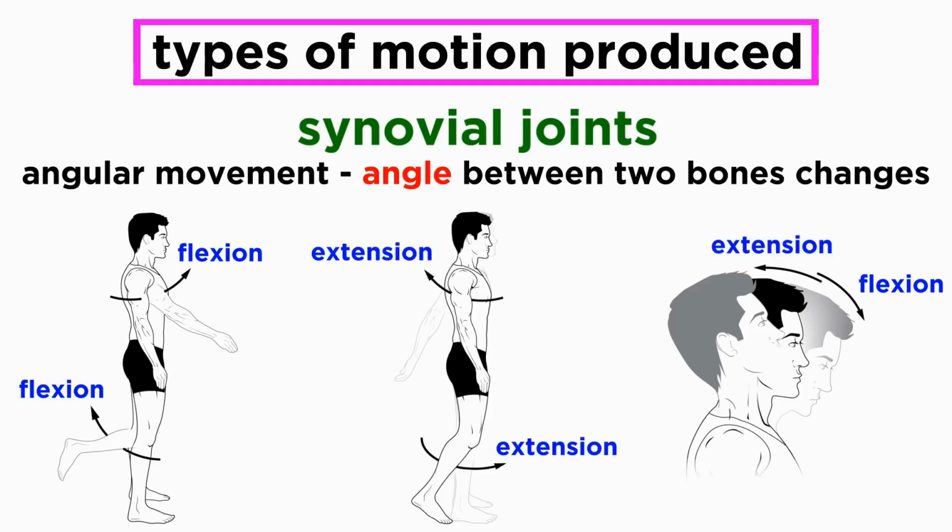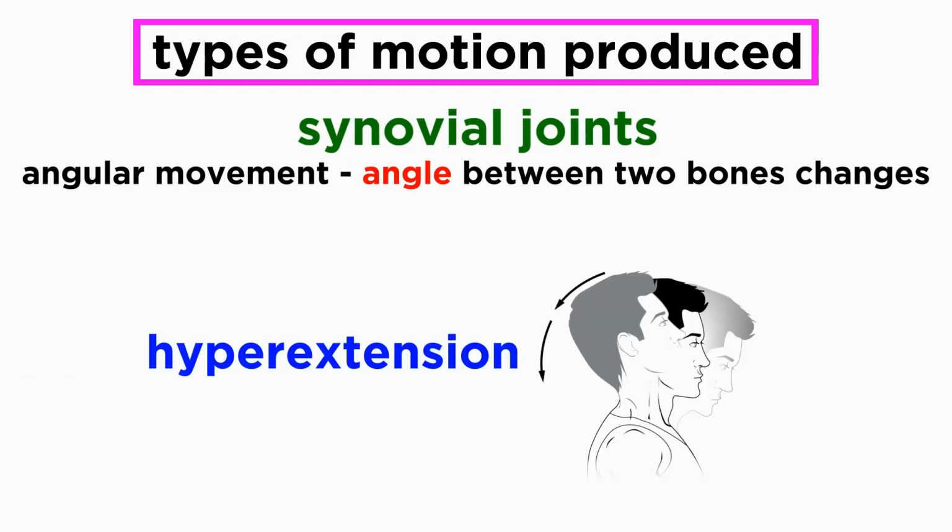The opposite of this is extension, which increases the angle of the joint. Straightening your neck or elbow or knee will achieve this. And hyperextension goes beyond this, like when bending your head back, bending backwards at the waist, and so forth.